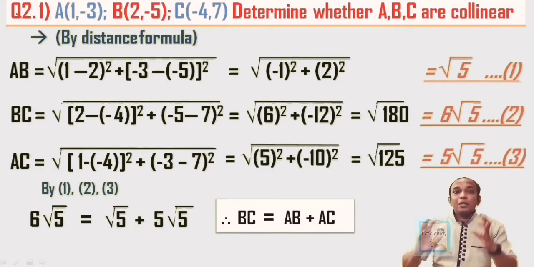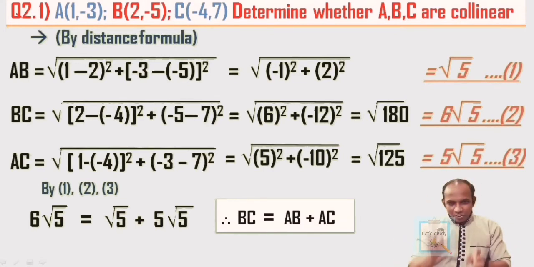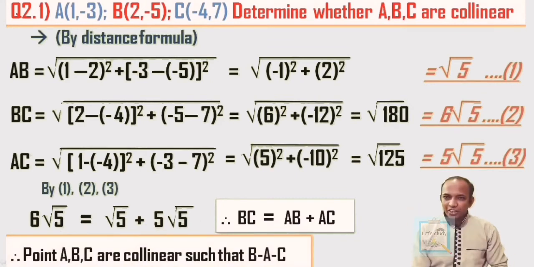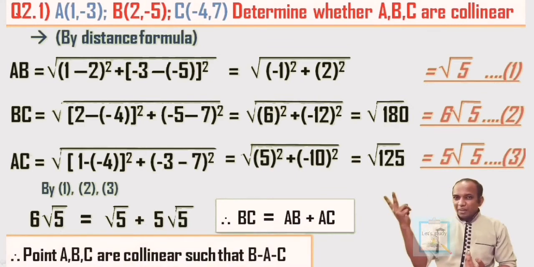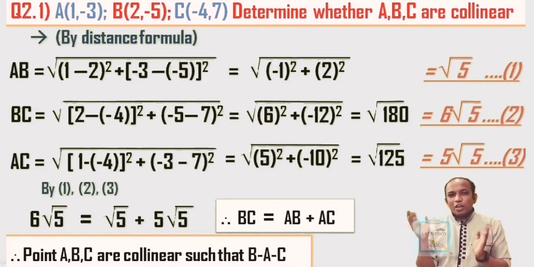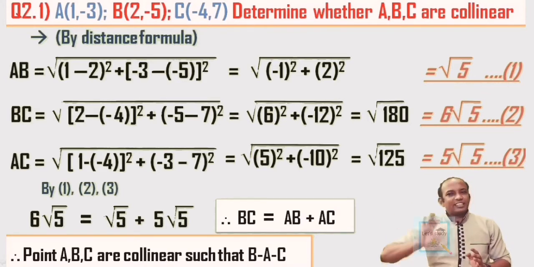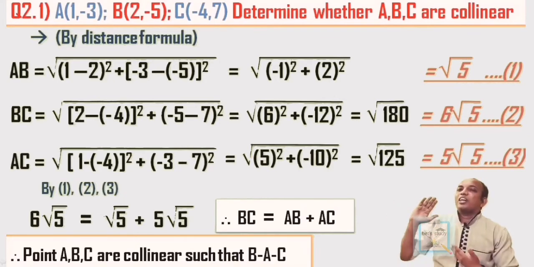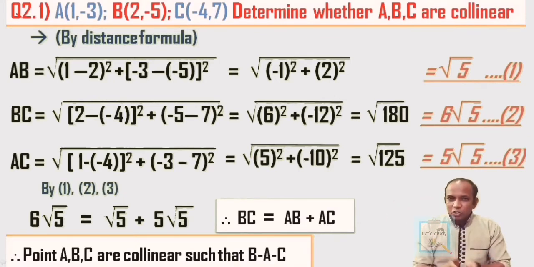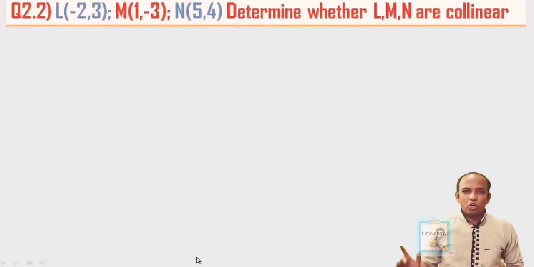And if this happens, then by the property of betweenness, we can say points A, B, C are collinear where this will be the longest side. Okay, so the betweenness will be B-A-C, the way you are looking at the screen. I hope you have understood. So boys and girls, here we go with the next question on the board.